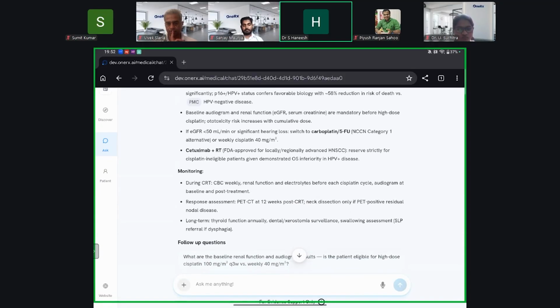And the monitoring section, because most of the oncologists have given feedback to us that the monitoring section is sometimes missed by doctors in clinical practice. So for this, we have added a monitoring section. Whenever you ask a question, the monitoring will be highlighted if the question relates to a drug regimen or treatment. So for this patient during CRT, CBC weekly and renal function and electrolytes before each cisplatin cycle have to be done. And we have to do an assessment PET-CT at 12 weeks post CRT, and neck dissection only if PET is positive for residual nodal disease.